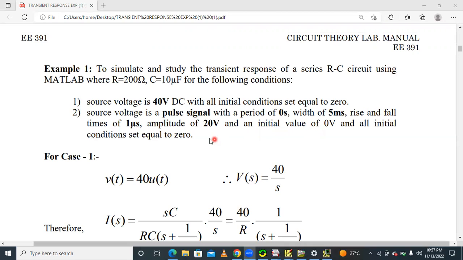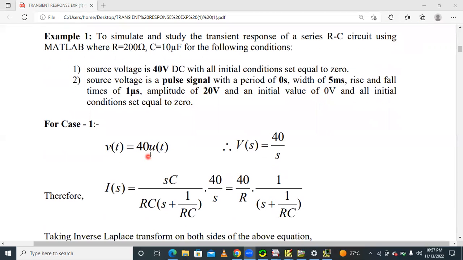First, case 1. V of t is equal to 40 into U of t, the DC voltage source. So we take it like this: V of t is equal to 40 into U of t, and then convert into the Laplace transform, the S domain. V of s is equal to 40 by s.